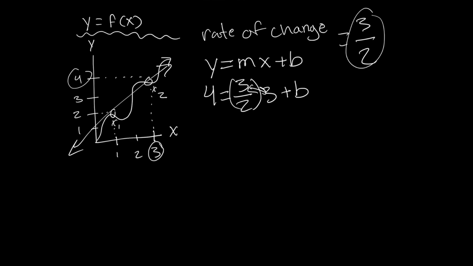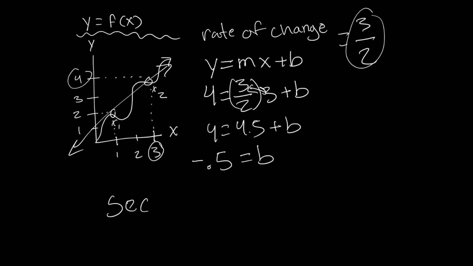So 3 and 3 is 9. 9 over 2 is 4.5. 4 equals 4.5 plus b. So we will subtract 4.5 from both sides. So we would get minus 0.5 equals b. So that means our secant line would be y equals 3 over 2x minus 1/2.